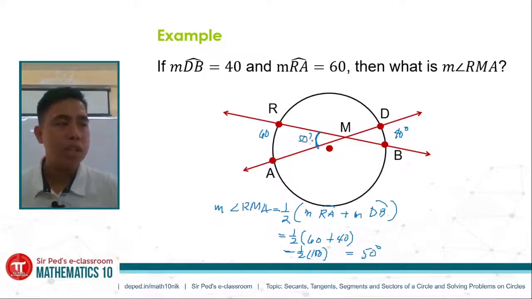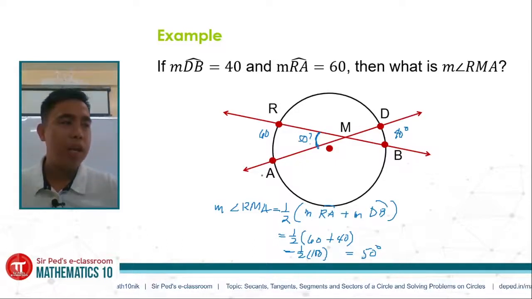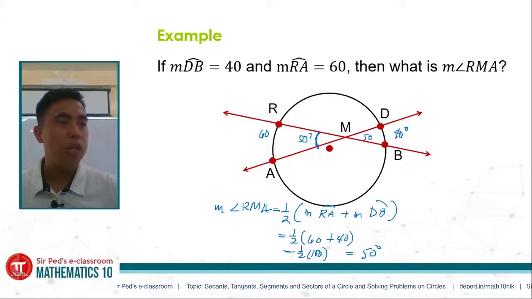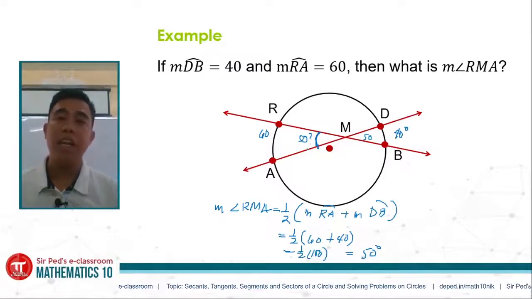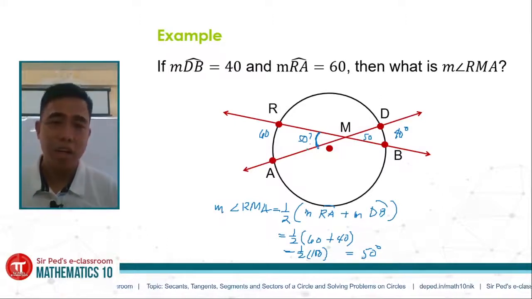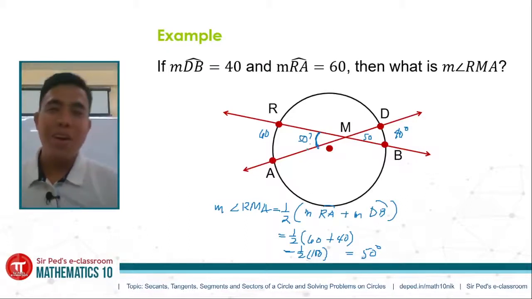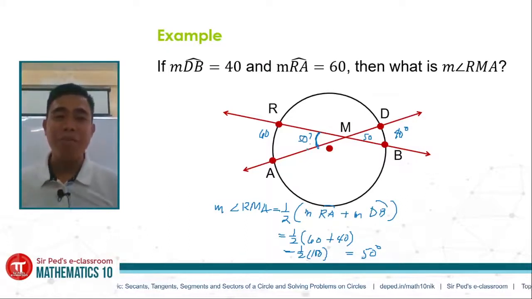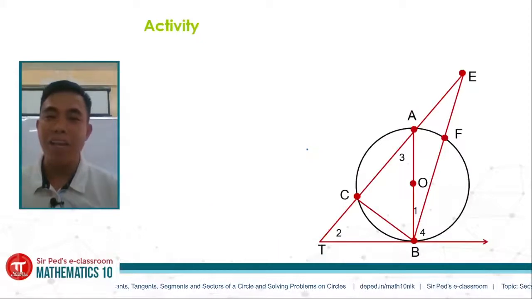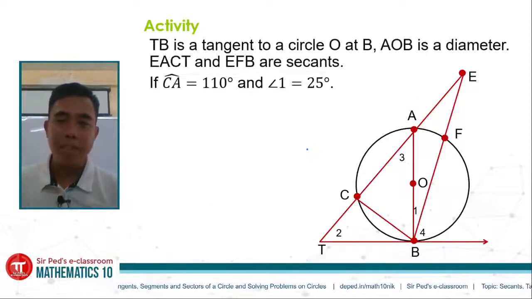If your question is, Sir, is angle RMA equal to angle DMB? Yes, this is also equal to 50 because they are vertical angles, and vertical angles are congruent. Okay, so we are done with the theorems, and now let's proceed to the application. Let us answer this one.